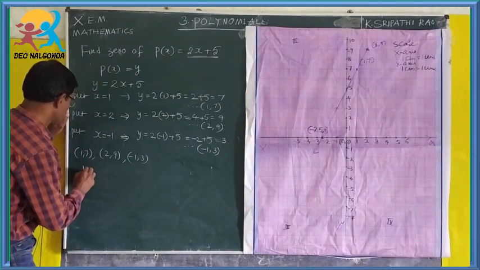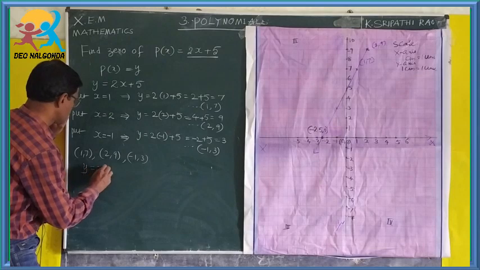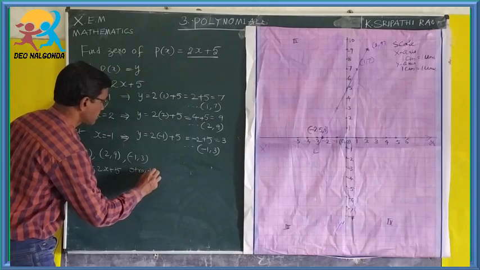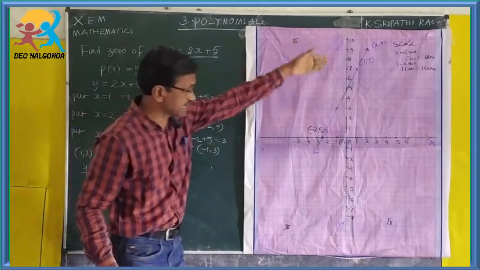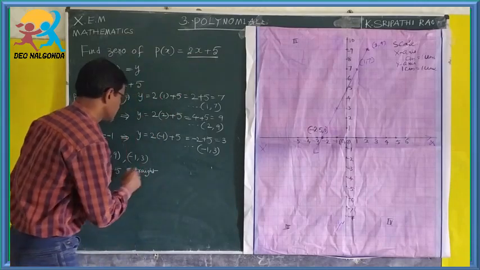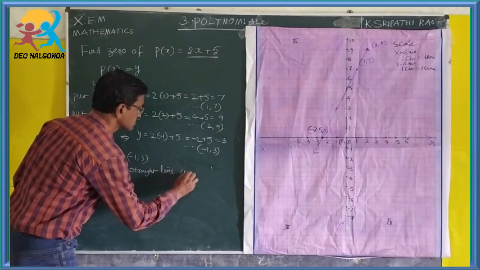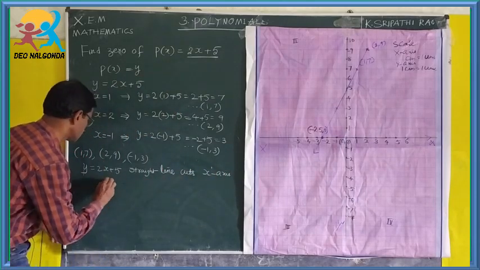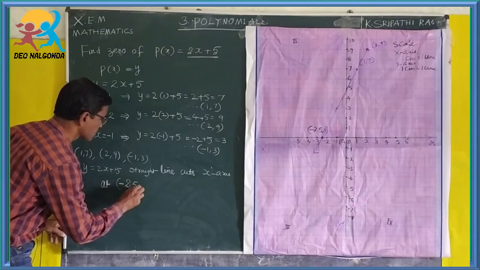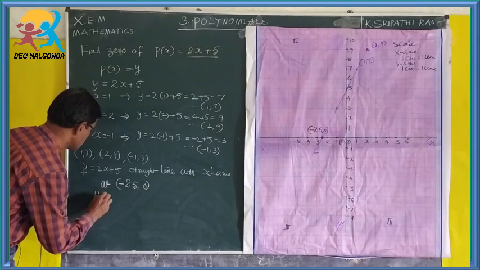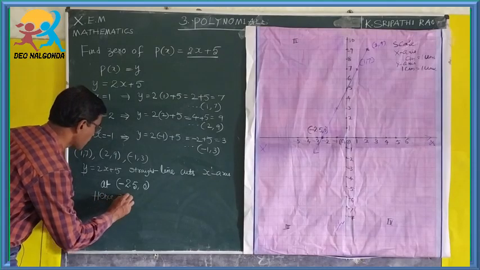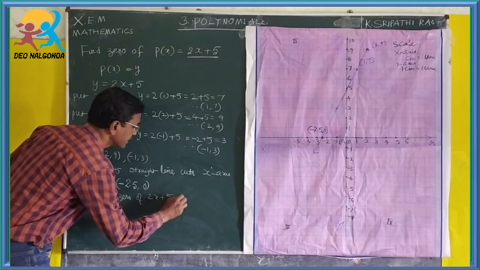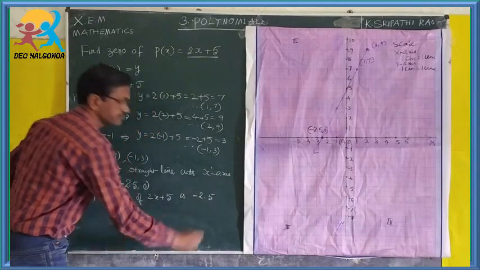Good. Let us write here, p of x is equal to 2x plus 5, a straight line. It is called a linear polynomial because we got a straight line. The straight line cuts the x-axis at minus 2.5 comma 0. Hence the zero of 2x plus 5 is minus 2.5. This is the answer.